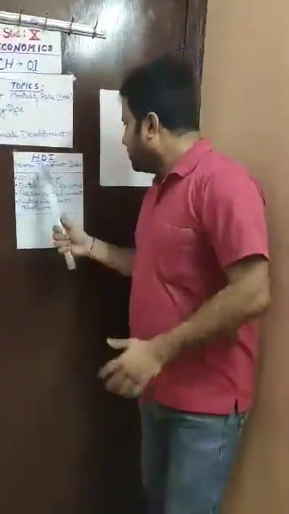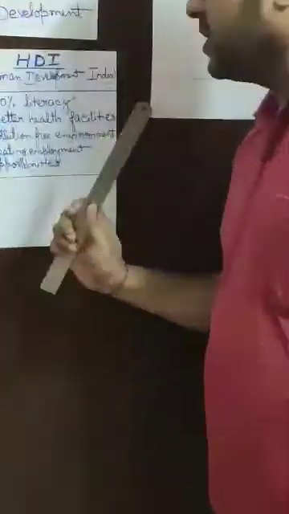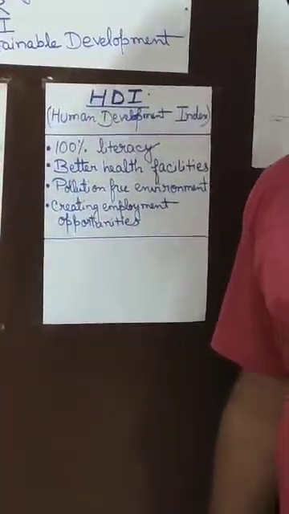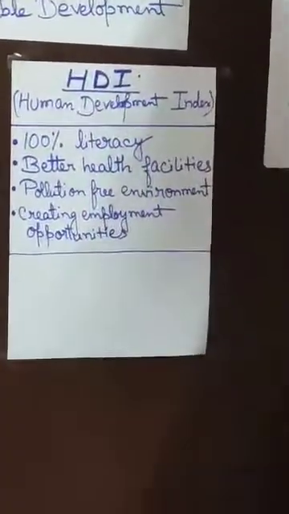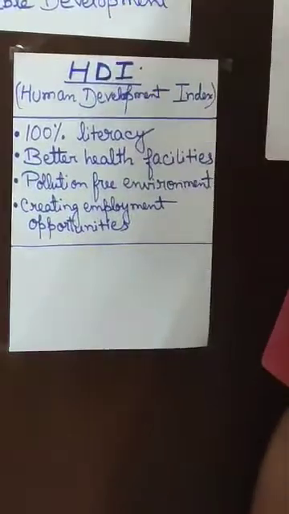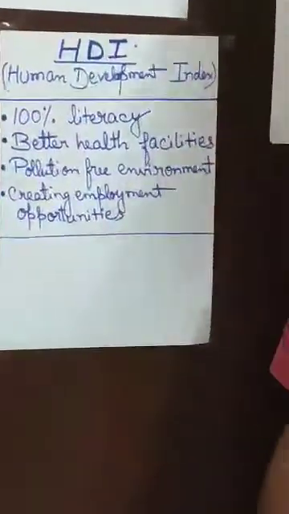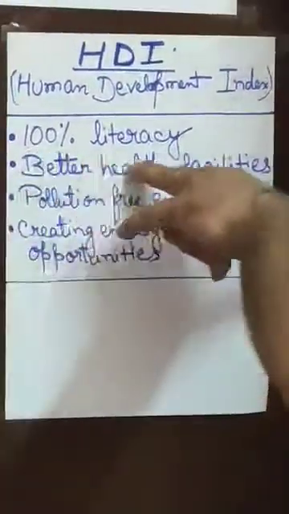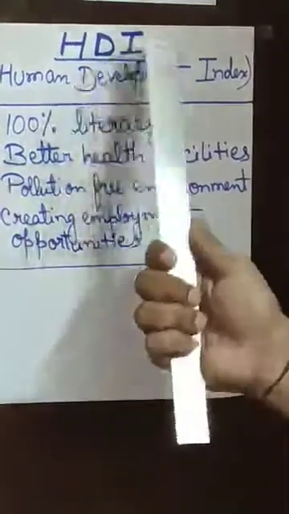Now, what does this Human Development Index actually focus on? It focuses on 100% literacy. That means it focuses that more and more persons, whether male or female, boy or girl, all should be educated. A country has to achieve 100% literacy to get a better HDI.